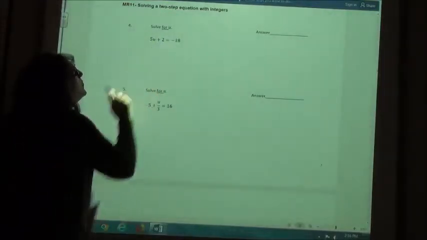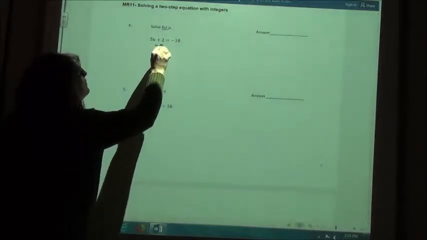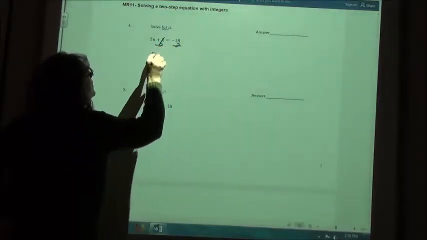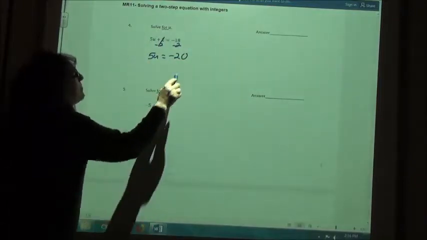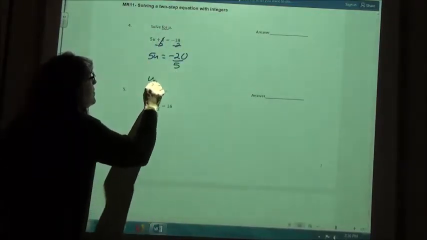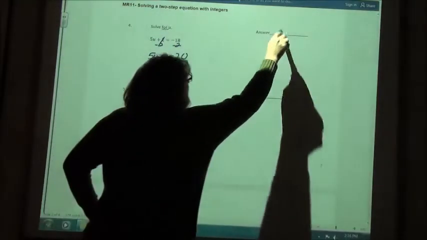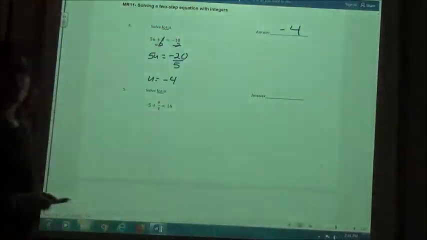First thing I'm going to do is move that 2 to the other side, so I have to subtract my 2. 5u then equals negative 20. We divide by our coefficient of 5. So u equals negative 4. And you guys already knew those.